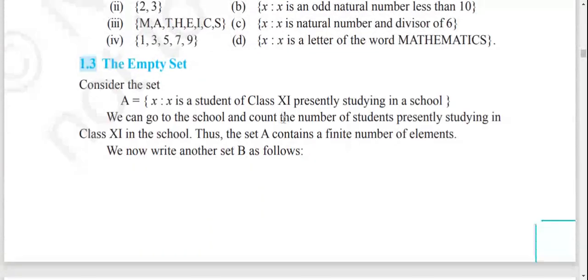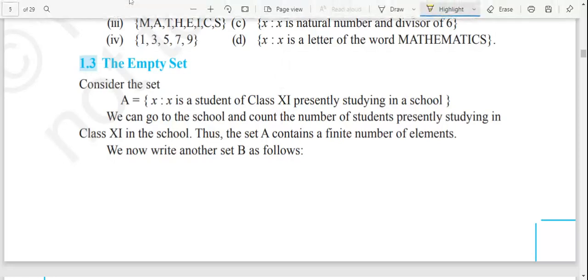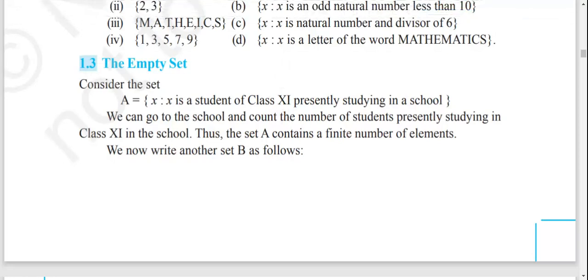So now here are some exercises. Now we have got types of sets. Let us go through it in another video.